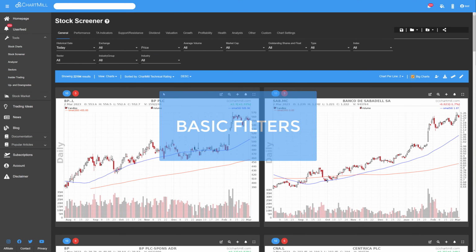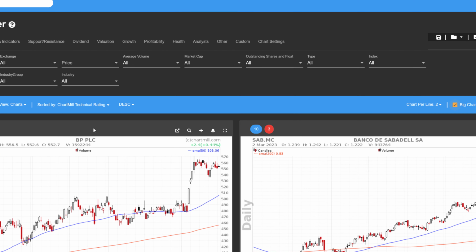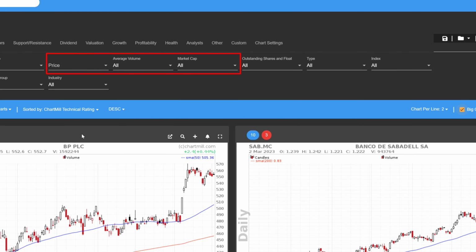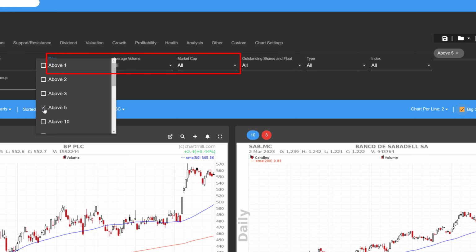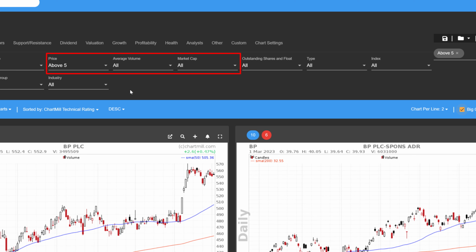Let's start with the basic filters such as minimum price, volume and market capitalization. These will already ensure that a lot of the stocks in our database will drop out. We use a minimum price of $5 or euro. This way we avoid underpriced stocks, also known as penny stocks, and these are generally very volatile and susceptible to manipulation, and we want to avoid that.